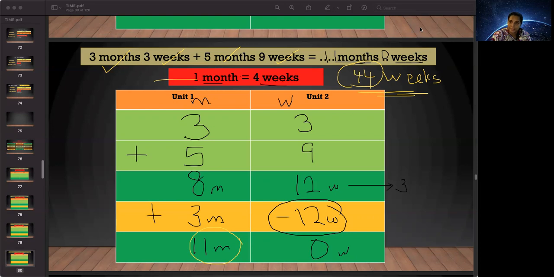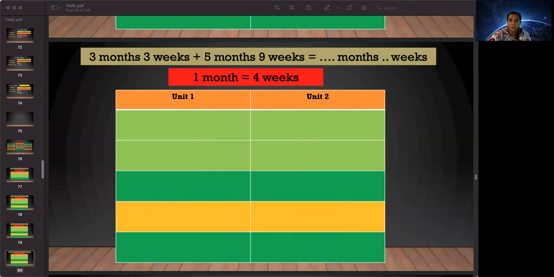So with that, I hope you are clear on how to add units of time. Okay, with that, I end my session for today, and I will see you with the next session on subtraction.